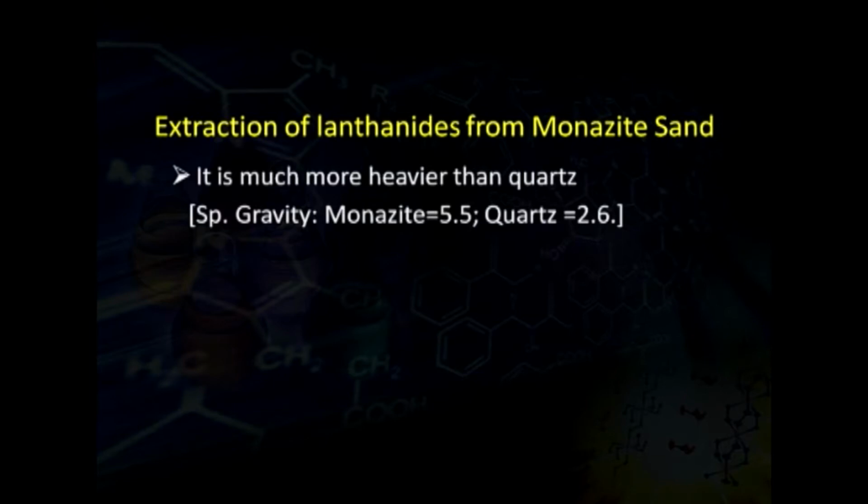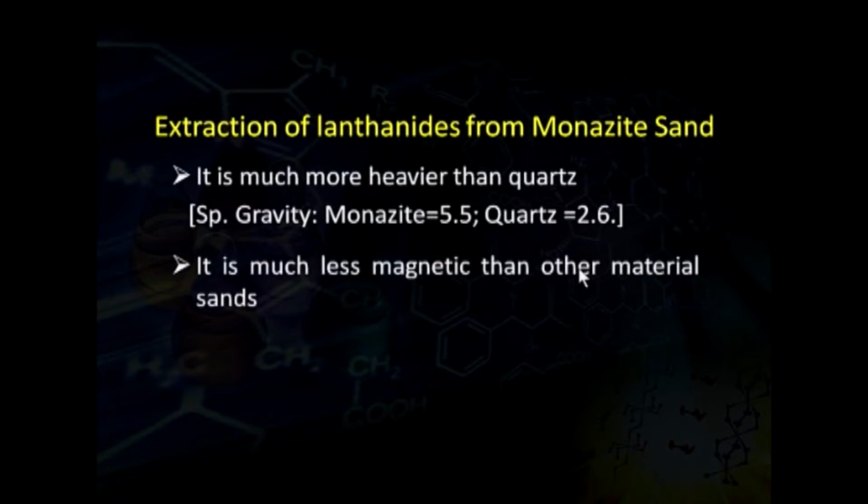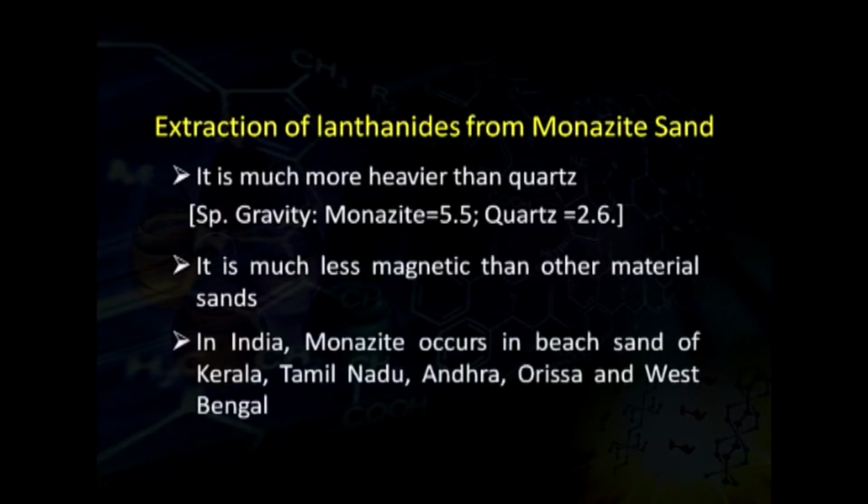It is much heavier than quartz. If you compare the specific gravity, the specific gravity of monazite is 5.5 and that of quartz is 2.6. So, it is much heavier as compared to quartz. It is much less magnetic than other material. In India, monazite occurs in beach sand of Kerala, Tamil Nadu, Andhra, Orissa and West Bengal.